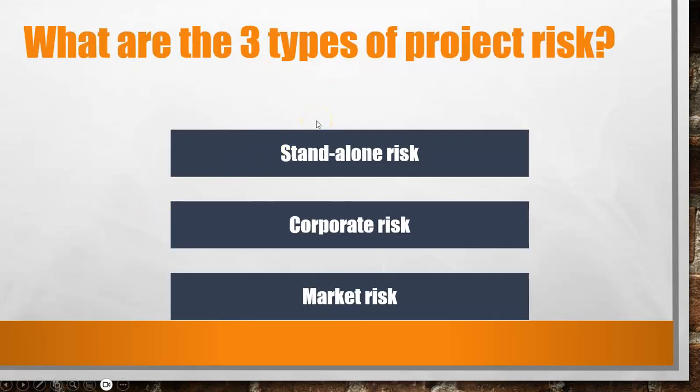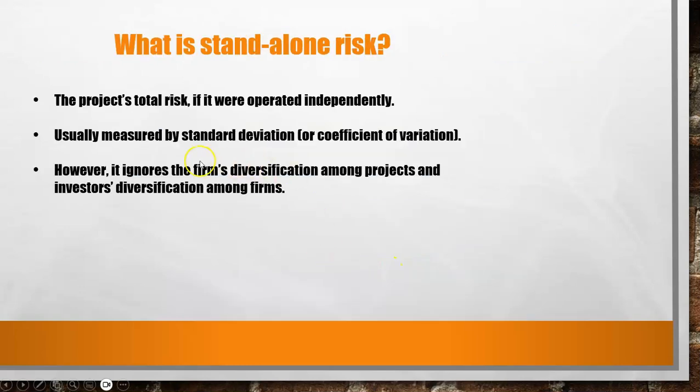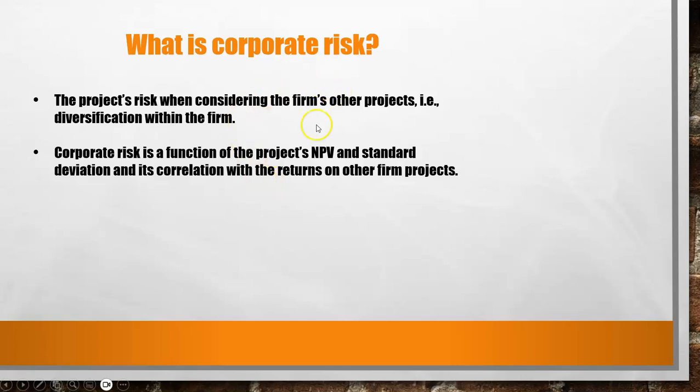What types of project risk are there? Standalone, corporate risk, market risk. Standalone, the project's total risk if it was operated independently, usually measured by standard deviation. It ignores the firm's diversification among projects and investors' diversification among firms. I can tell you standalone risk is usually the one that we looked at most of the time. We did not look at corporate risk so much.